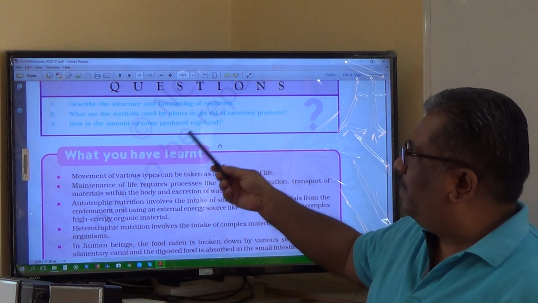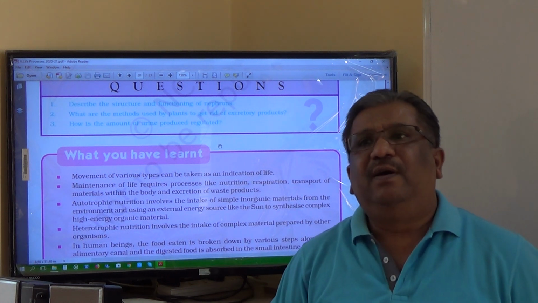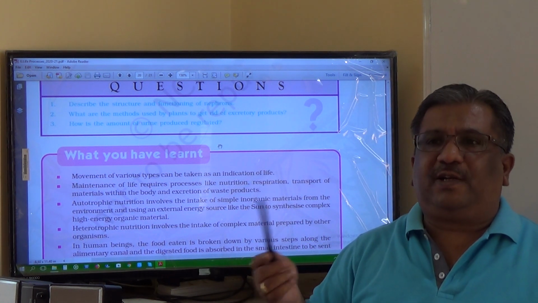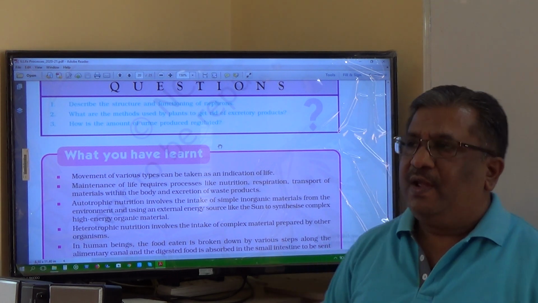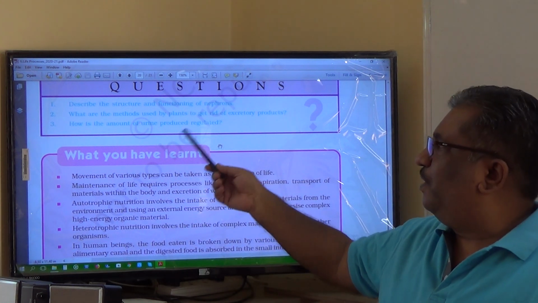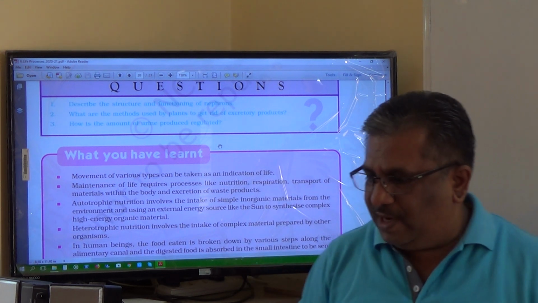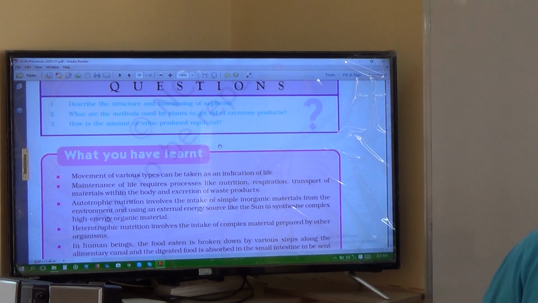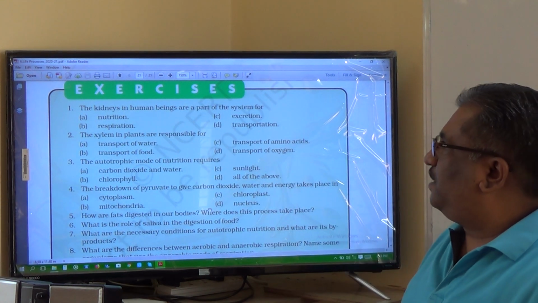How is the amount of urine produced regulated? The amount of urine produced depends upon the amount of water present and the amount of salts to be excreted. So by a selective reabsorption process, the amount of urine produced is regulated inside the body. This is your answer for this question. Okay, let's see some more questions. Let us look at the questions in the exercises given at the end of the text.